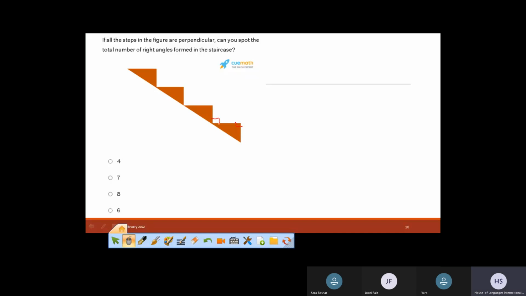How many say 4? How many say the other 7? Most of you. Okay, 8. 6. Stop. Let's see. One, 2, 3, 4, 5, 6. So how many right angles do we have? 7. Okay.